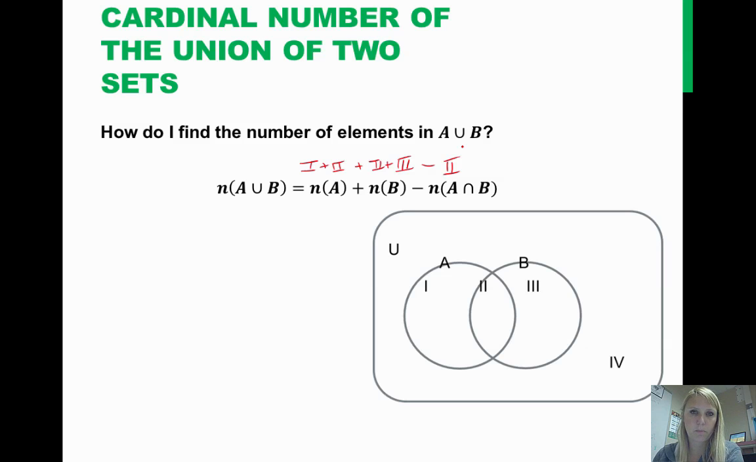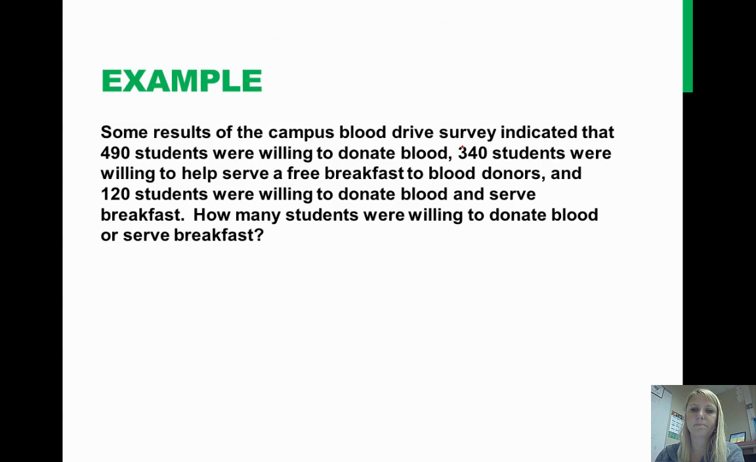Let's look at a word problem that shows this in more detail. So we have some results of the Campus Blood Drive survey that indicate that 490 students were willing to donate blood, 340 students were willing to help serve the free breakfast to blood donors, and 120 were willing to donate blood and serve breakfast. How many students were willing to donate blood or serve breakfast? So we want to look at A union B again on this.